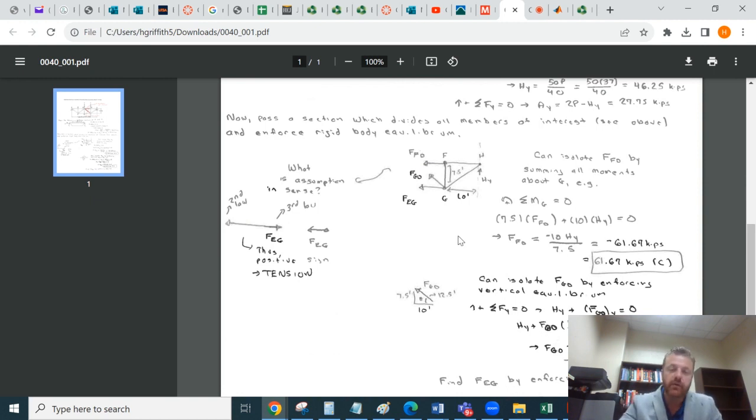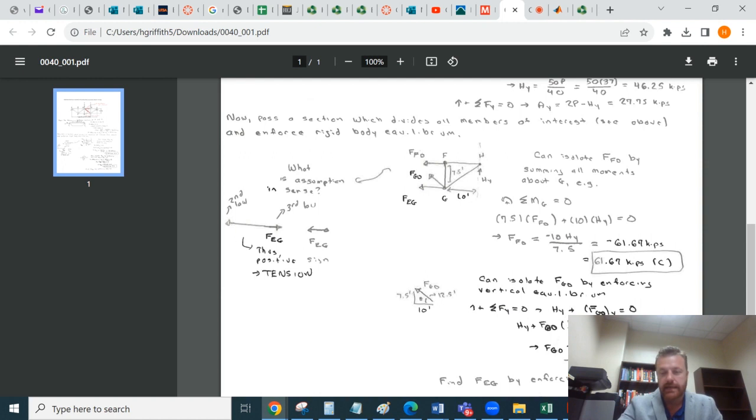I actually showed you how to do one more here. How do you actually determine the unknown reaction in member GD, FGD? Well, if you notice, it is the only member that has a vertical component. These both are purely in the horizontal direction. So as long as you can express the vertical component of FGD in terms of the unknown magnitude, which you can, because you know its geometry acts along the actual orientation of that member, you'll be able to isolate this and solve for it just by summing all forces in the y direction.